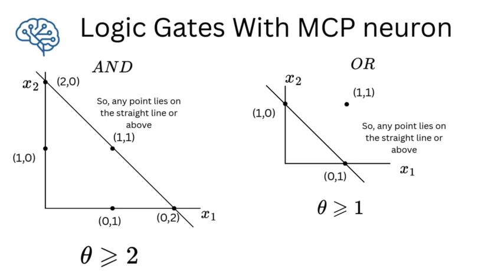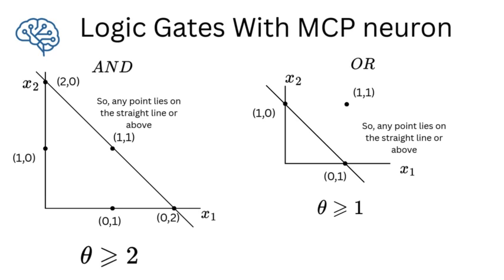Explore the decision boundary of MCP neurons for the AND and OR logic gates. A decision boundary is simply a line that separates the input space into two regions, one where the neuron outputs 1 and another where it outputs 0. So let's see the decision boundary for the AND neuron.